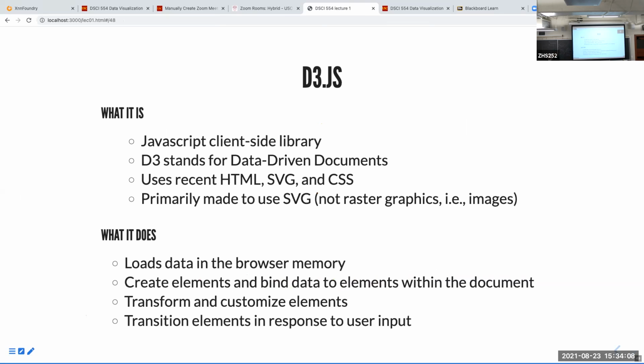So this is just a slide, an important piece to remember, but D3.js is, and I think I've already played around with it a little bit, but I'll go through it again. So it's a JavaScript library. It's client side, it runs in the browser. So for those who are not familiar with JavaScript, JavaScript is the language that is used in the browser today.